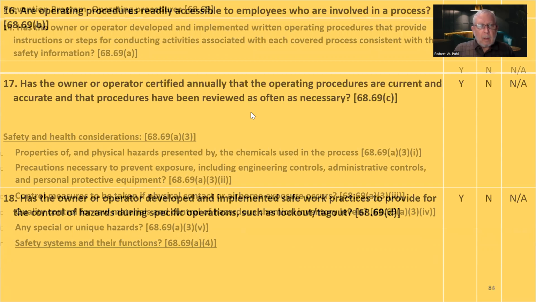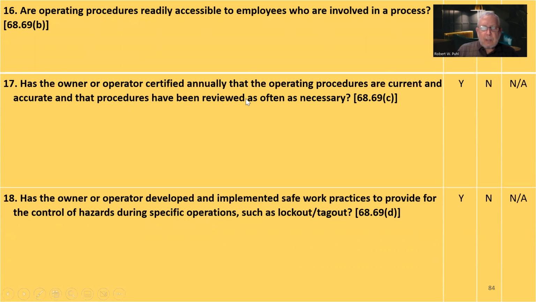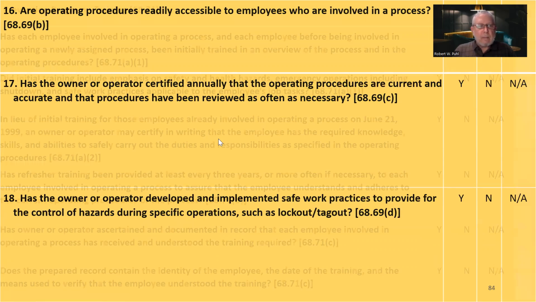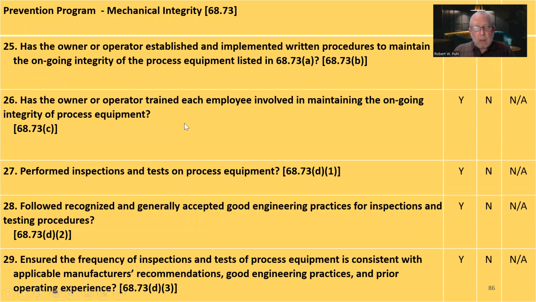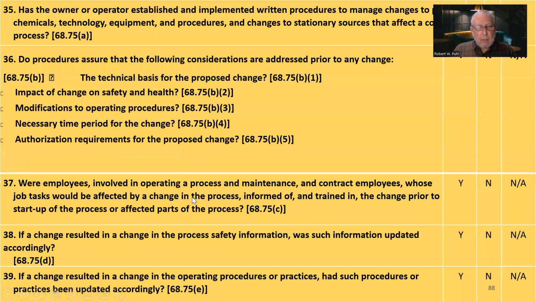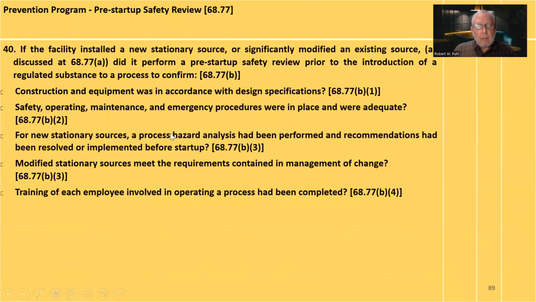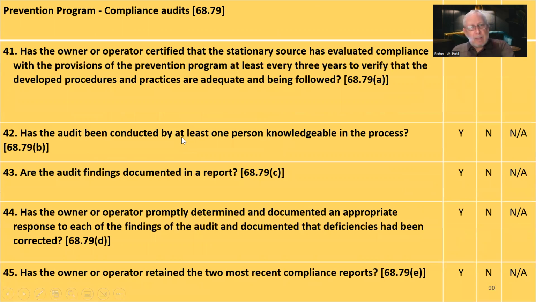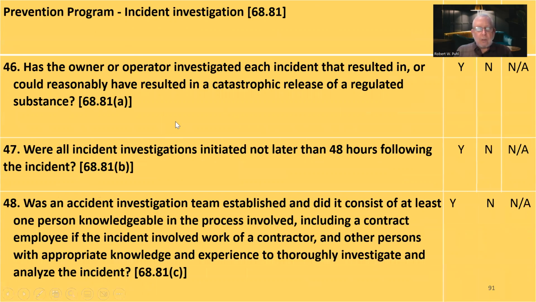It'd be reasonable. So, has the owner certified annually that the operating procedures are current? Remember, you have to certify annually about operating procedures, and they'll have to be reviewed as often as necessary. So you can see that it's the same thing as in OSHA and in the process safety management standard. And that's why I'm not going to read it all. I'll just be reading the standard all over again. But they're just asking the question: has the audit been conducted by at least one person knowledgeable in the process? Are the audit findings documented in a report? So it's a really good tool.